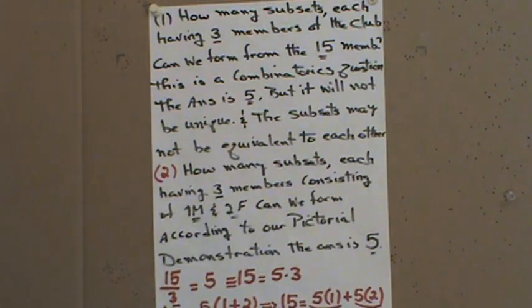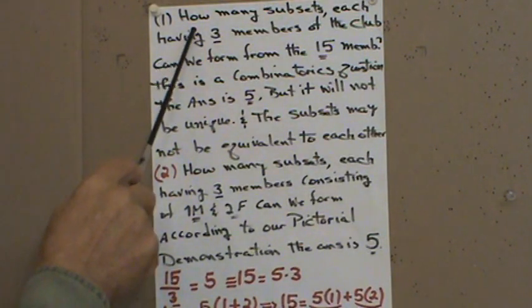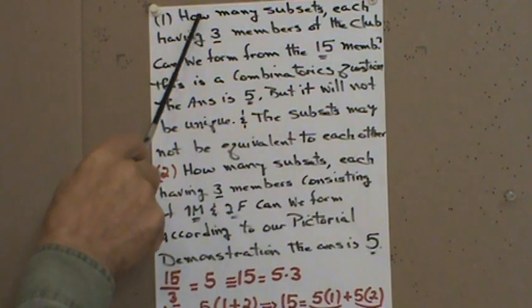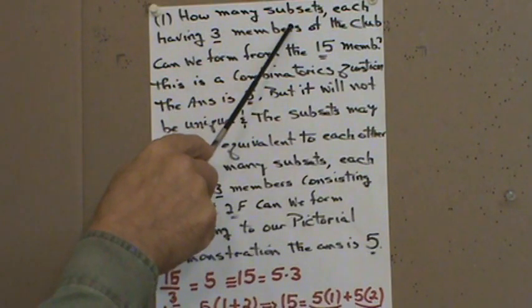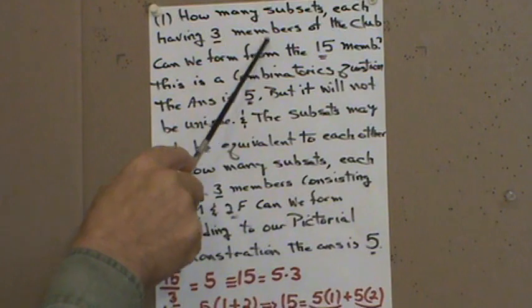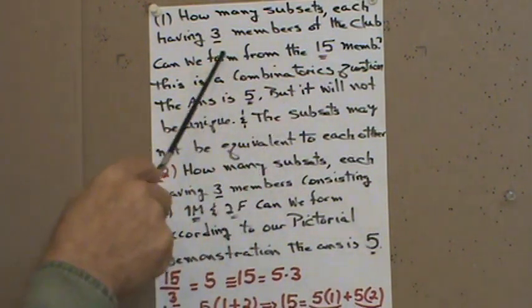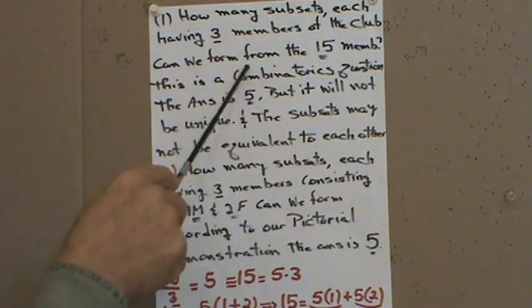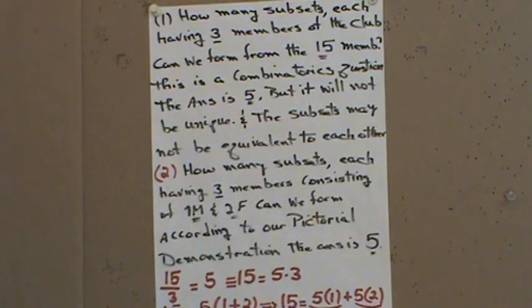Now, the answer to that question, one of them, is another question: how many subsets, each having 3 members of the club, can be formed from the 15 members? This is one answer to that question, though it is itself a question. Now, this is a combinatorics question.